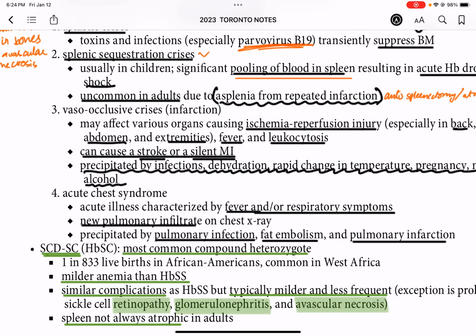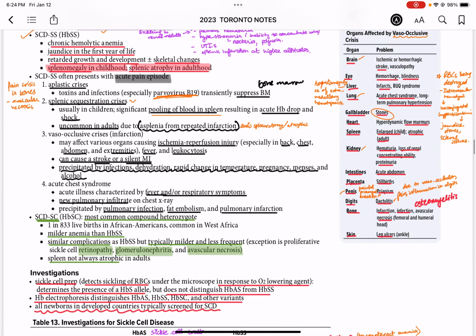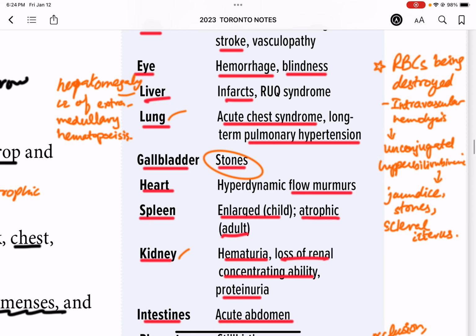This is precipitated by pulmonary infection, or by pulmonary infarction, or by fat embolism. Other than lungs, we have gallbladder stones. Gallbladder stone formation is because RBCs are being destroyed, and there is intravascular hemolysis going on, which would lead to an increase in unconjugated bilirubin. That would lead to jaundice, signs of jaundice, scleral icterus, and gallbladder stones. And in the heart, we'll have flow murmurs, hyperdynamic flow murmurs.